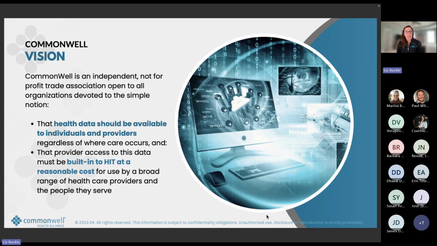The second component is that a provider's ability to access this data has to be built into their workflow, has to be easy for them to use at a reasonable cost. We also want to make sure that it's available to a broad range of healthcare providers and to the people they serve across the United States.